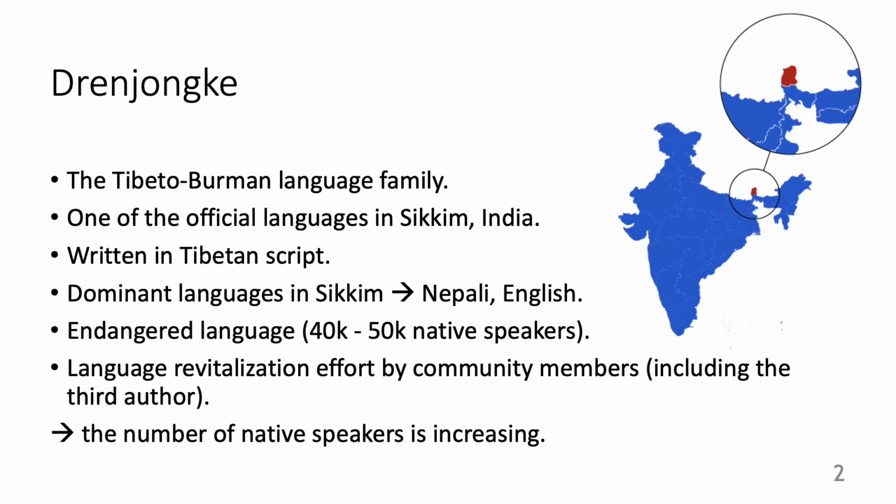Dominant languages spoken in Sikkim are Nepali and English, so that is why fewer people are interested in learning Drenjongke as their mother tongue. And Drenjongke is now regarded as an endangered language with 40k to 50k native speakers. Currently, language revitalization efforts have been made by community members. So we are assuming the number of native speakers is increasing, and we believe that it is good timing to start exploring the language technology potentials for this language.